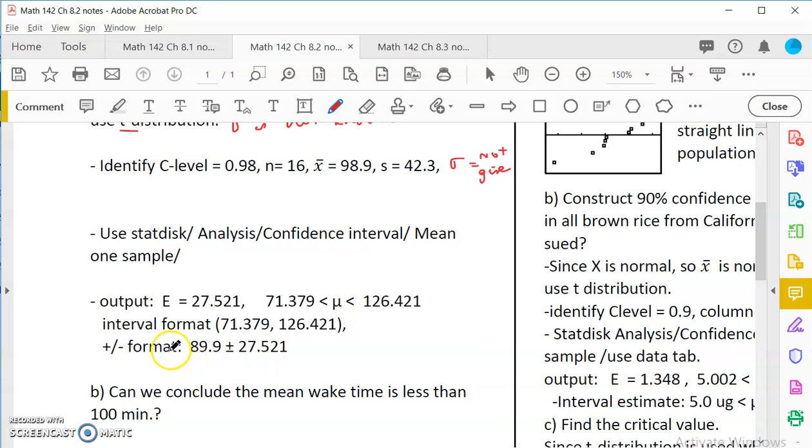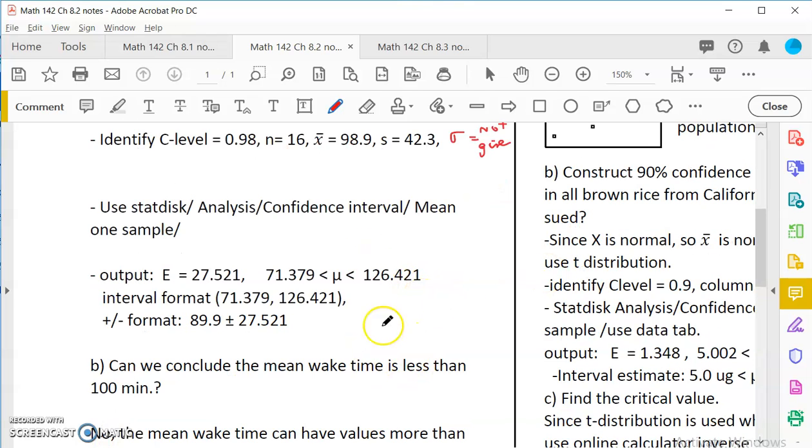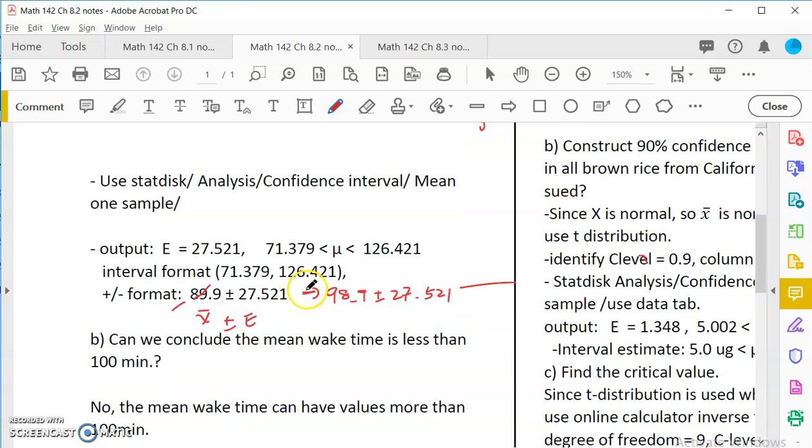So in a plus and minus format, you would use X bar. I had a typo here. X bar should be 98.9. So this would be X bar plus or minus E, 98.9 plus or minus 27.52 minutes. So the mean time could be as low as 71 minutes, as high as 126 minutes.